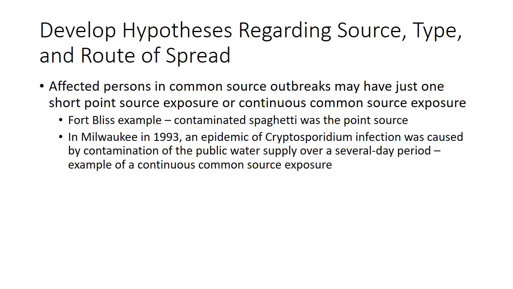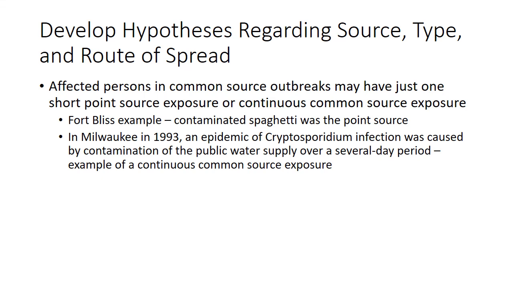Now, for some common source outbreaks, you may find that people have just a very short, single exposure, or they could have a more continuous common source exposure. For example, in the Fort Bliss example, we were talking about the contaminated spaghetti. They weren't having spaghetti every single day and night, I don't imagine, but there's one night they had spaghetti, and boom, that was your exposure.